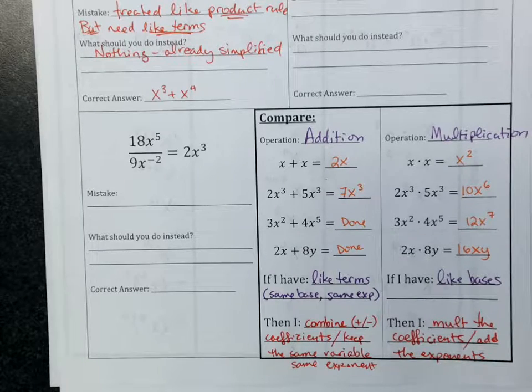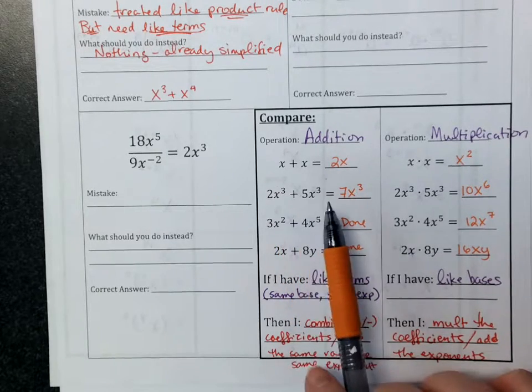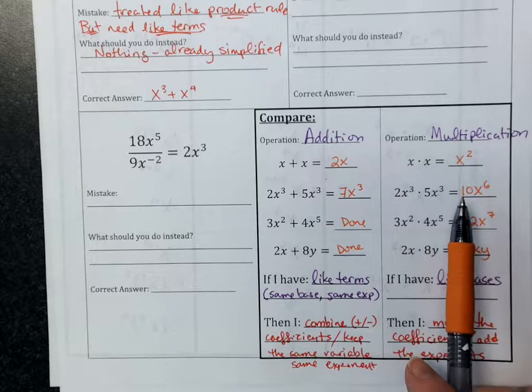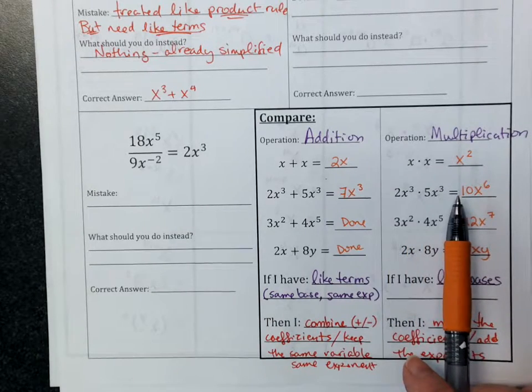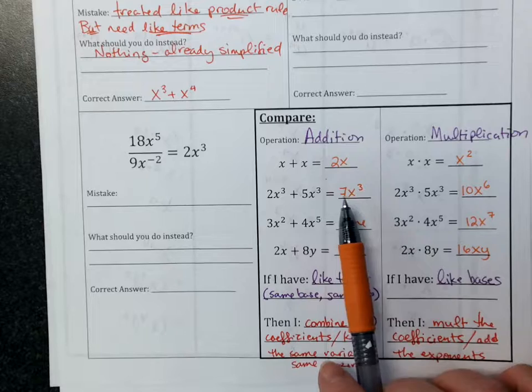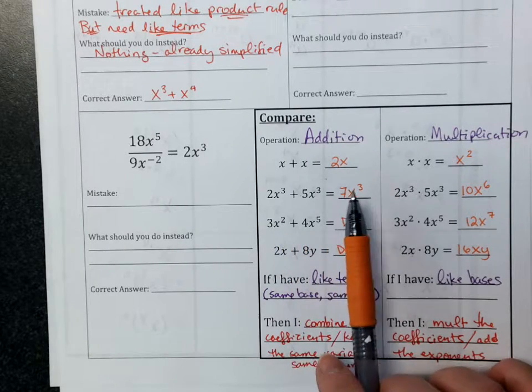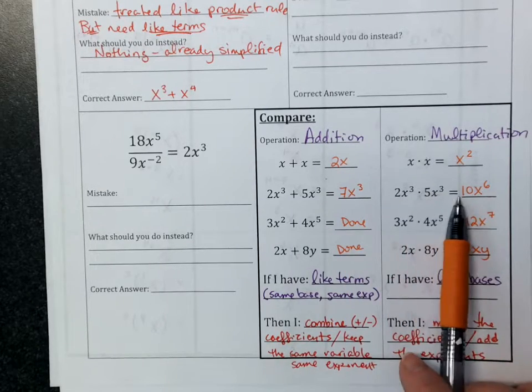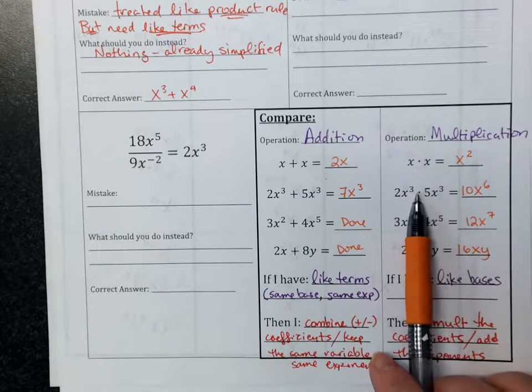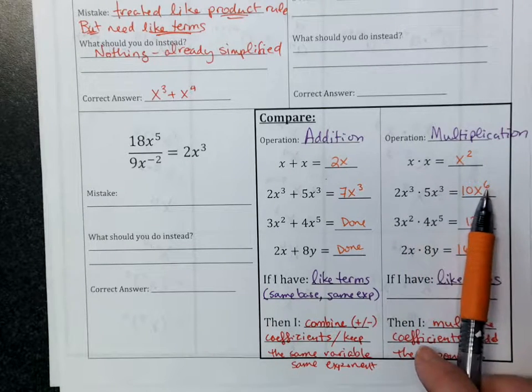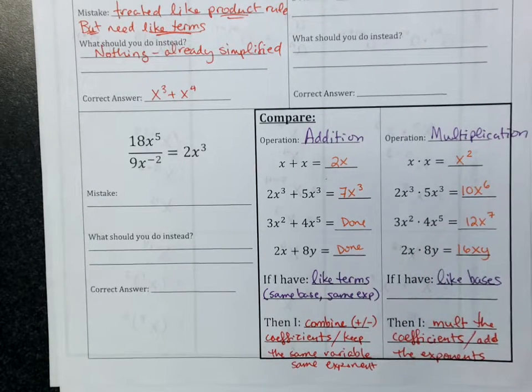Either way, we treat numbers like numbers. The coefficients are either added or they are multiplied. If you have completely like terms, then you keep that same term. Here, 2 plus 5 is 7, and it's still x cubed. Here, 2 times 5 is 10, but because it's multiplication, we also have to add the exponents, and we have a like base of x, but with a new exponent of 6.